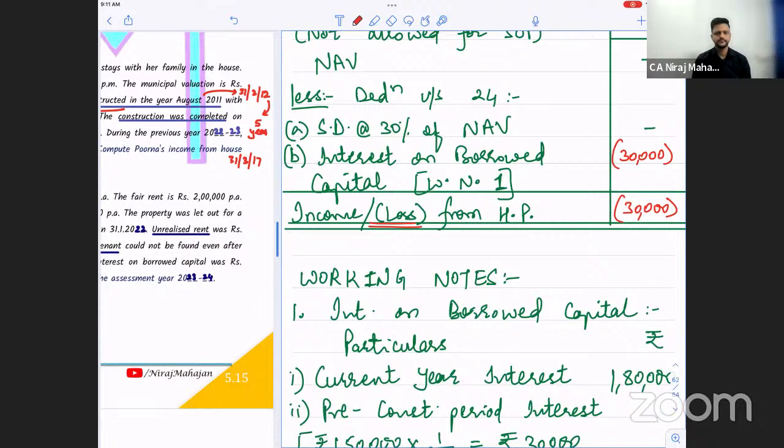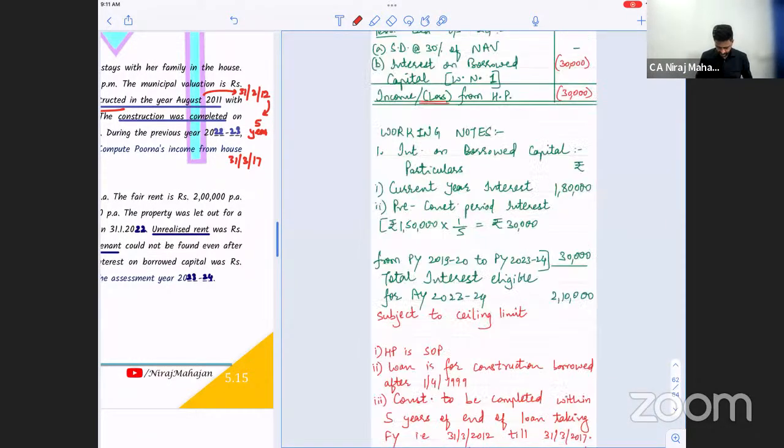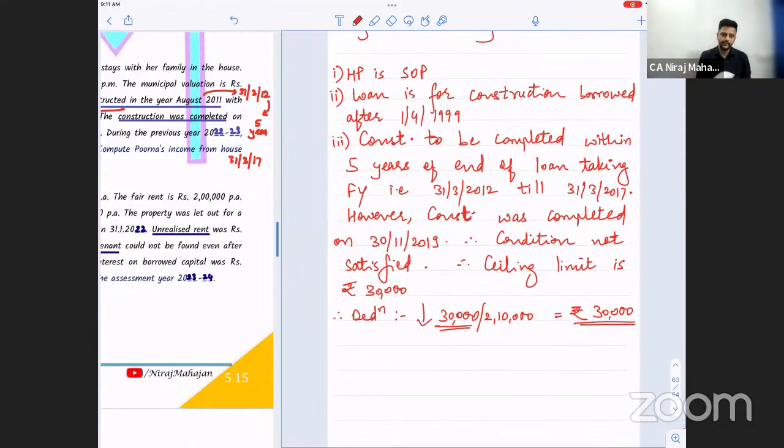Clear, all of you? One thing, can you keep in mind now? Very basic thing. If the property is self-occupied and there is interest on the loan, it will result in a loss. I am repeating: if the property is self-occupied and there is interest on the loan, it will result in a loss. Clear? Good. I'll go ahead. And then you have to be careful what limit is applicable.